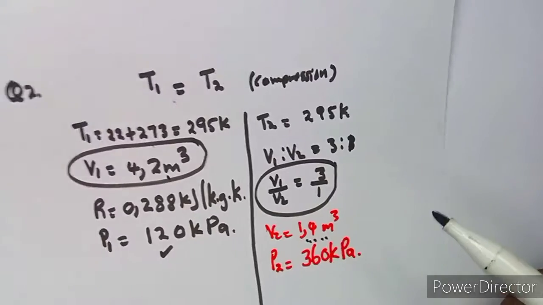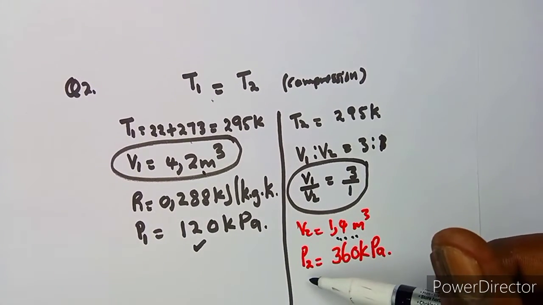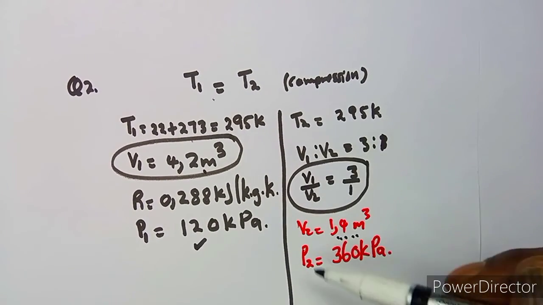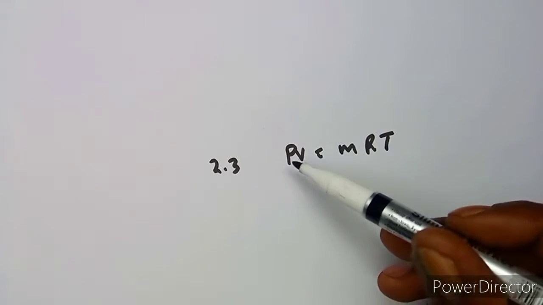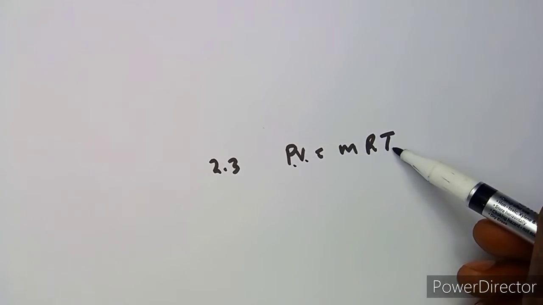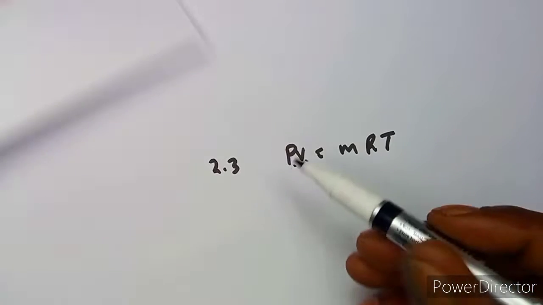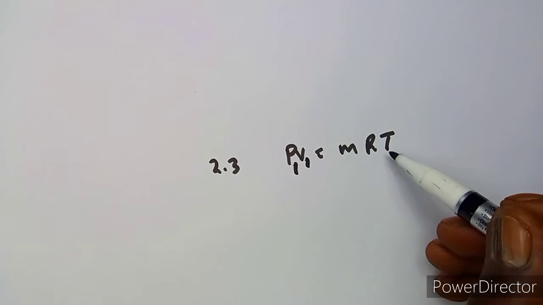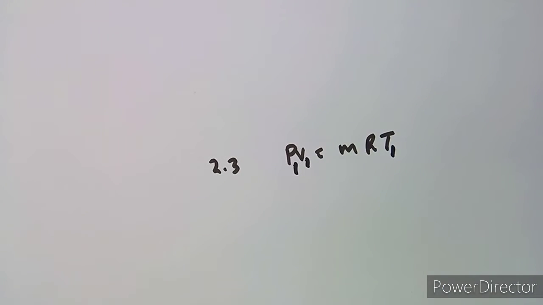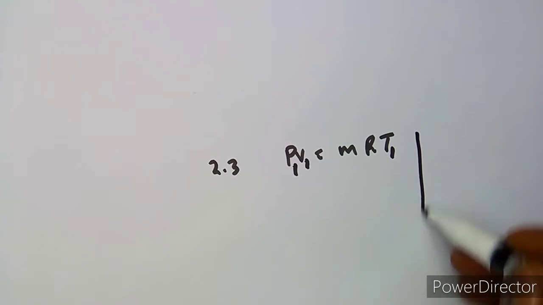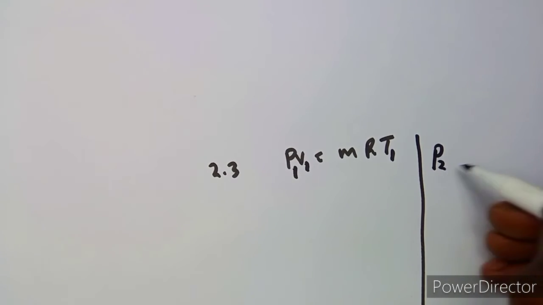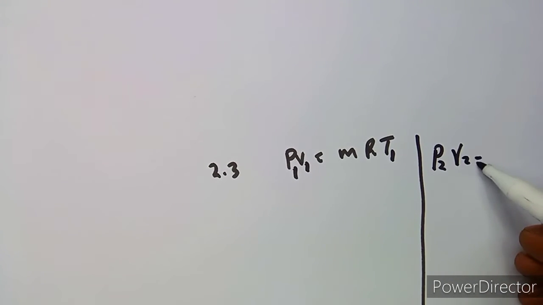So if you are to use state 2, you're going to write P2 V2 T2. If you use the first one, it is going to be P1 V1 T1. So take note about what you're going to write. Like I said, it can be P2 V2 is equal to MRT2 like this. So still it's one and the same thing, provided you are using these values as they are.